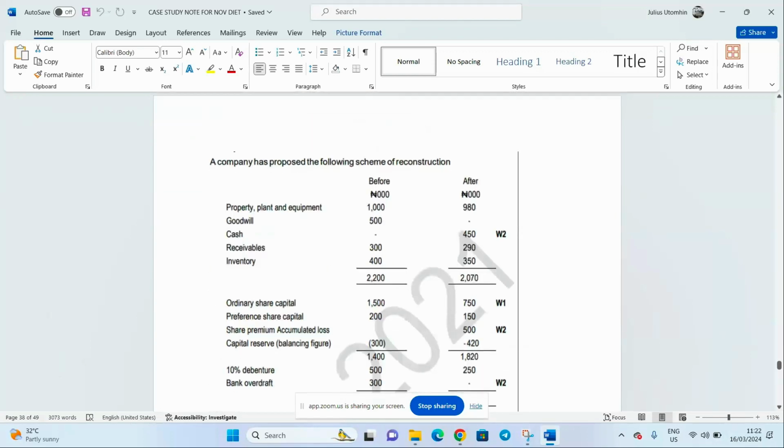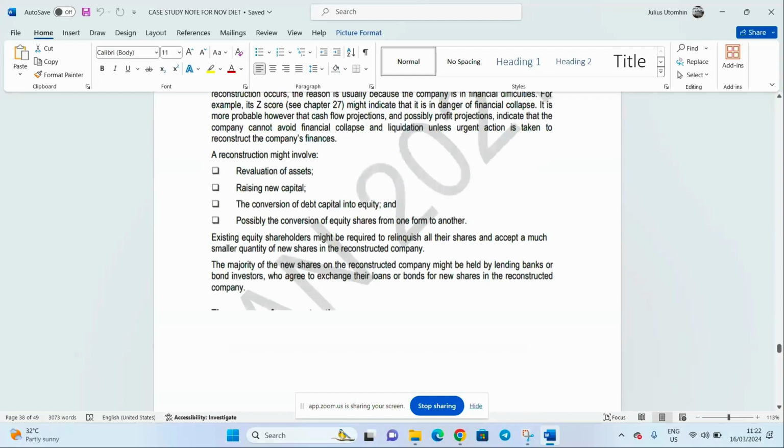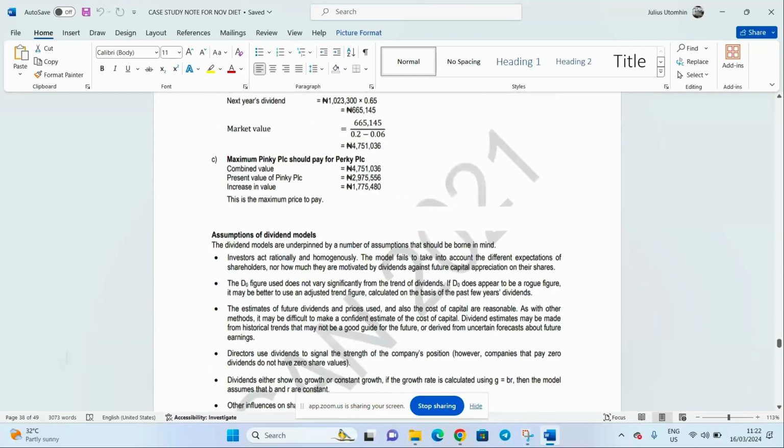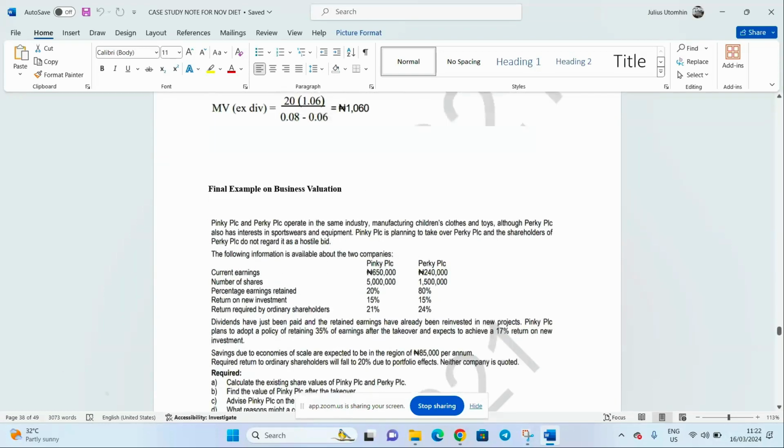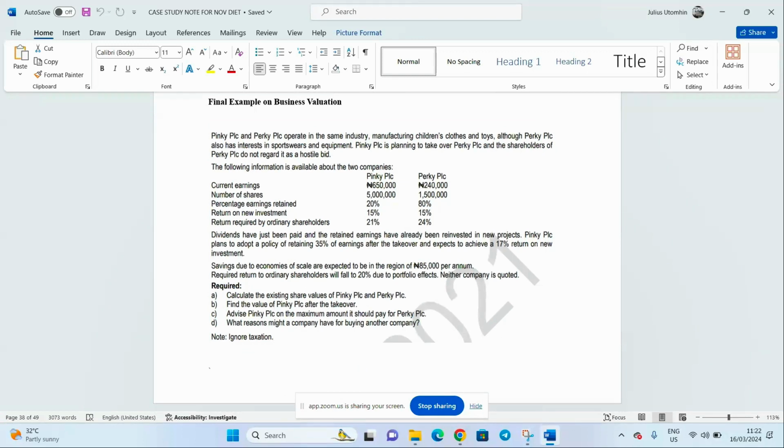Pinky and Pecky PLC operate in the same industry, manufacturing children's clothes and toys. Although Pecky PLC also has interest in sportswear and equipment, Pecky do not regard this as a hostile bid. The following information is available for the two companies. Current earnings for Pinky is 650,000 naira. For Pecky, 240,000 naira. Number of shares, 5 million for Pinky, the second one is 1.5 million.